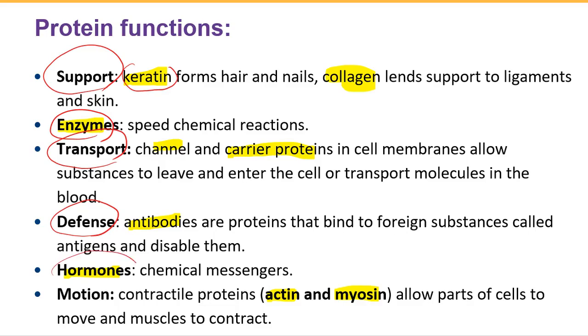Don't forget the hormones. We have some hormones which are made up of protein and they act as chemical messengers. They can send these signals from one cell or tissue or gland to another structure and control them. Also, the protein can be involved in motion or movement as contractile proteins, which are found in muscle cells. Like actin is a protein, myosin is a protein. So they help the muscle to contract and make movement.